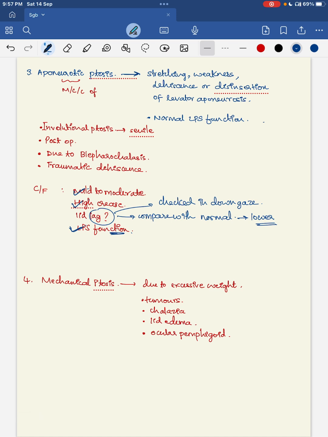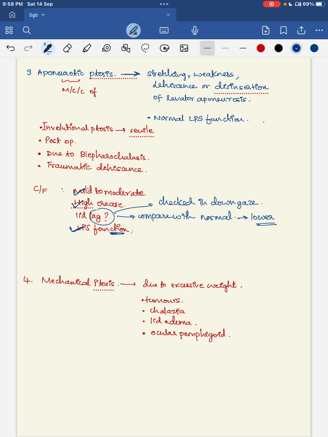Next, mechanical ptosis occurs as a part of, see, the lid can have heavy weight due to edema, due to continuous fibrosis, mainly due to tumors, eyelid tumors. It also commonly occurs as a part of chalazion. We know multiple chalazia can cause heavy weight on the eyelid, which can droop down. So these are the reasons for mechanical ptosis. It's nothing but gravitational pressure occurring on the lid, which causes it to droop down. Tumors again cause weight on the eyelid.